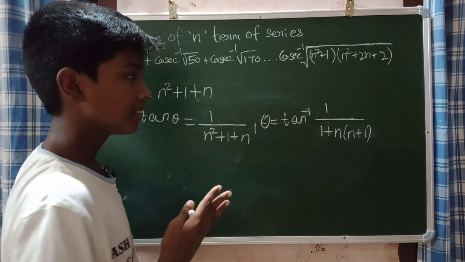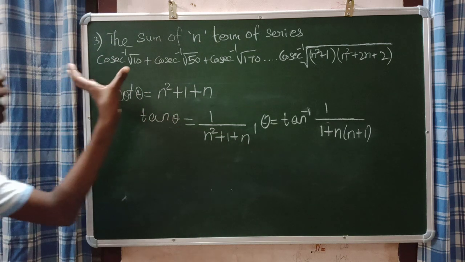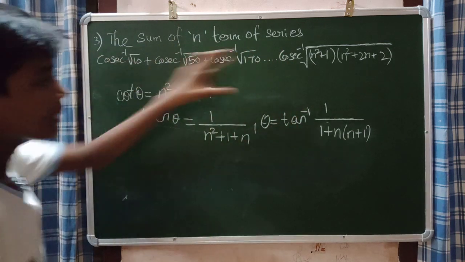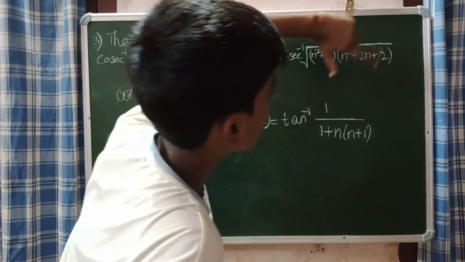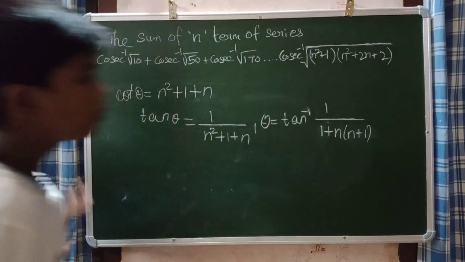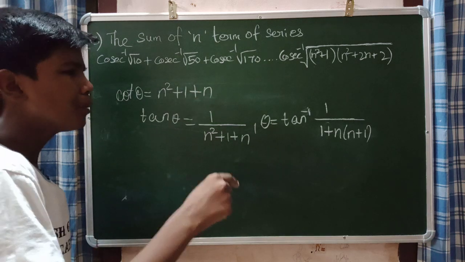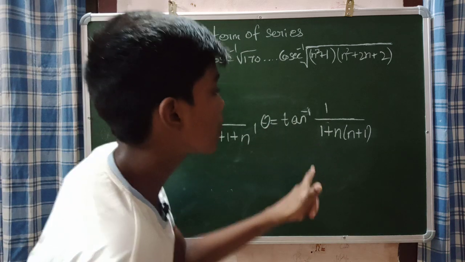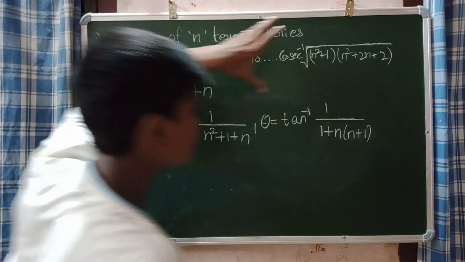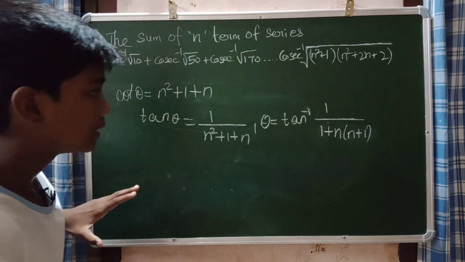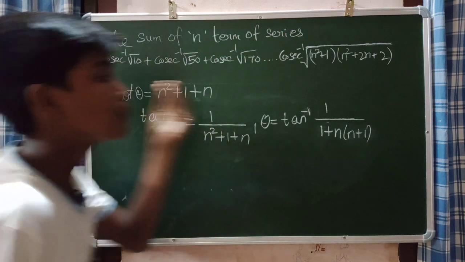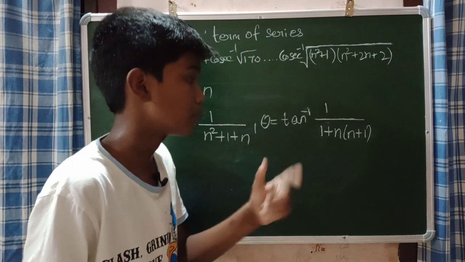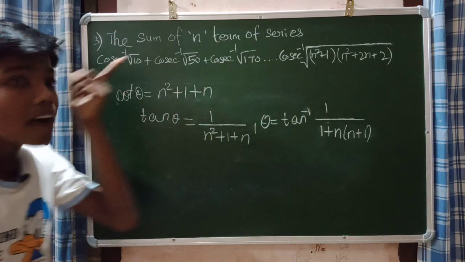So we know that to find the sum of n terms of this series, that means cosecant inverse of root n, then up to cosecant inverse of n square plus 1, n square plus 2n plus 1. To find the series, we need to write all the values as tan inverse of 1 divided by 1 plus n into n plus 1. Then only we can find the value of the series.